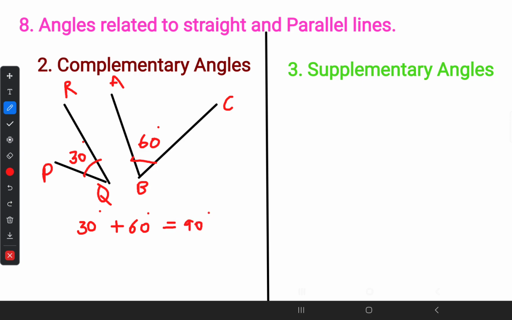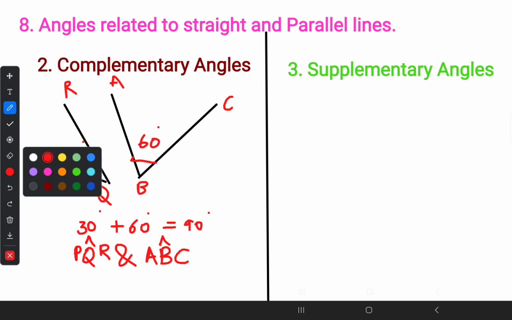The sum of two angles will give you a right angle. Right angle means 90. So PQR and ABC, these two are complementary angles. PQR and ABC, these two are complementary angles. Same thing, but the only difference is the magnitude of the angles.